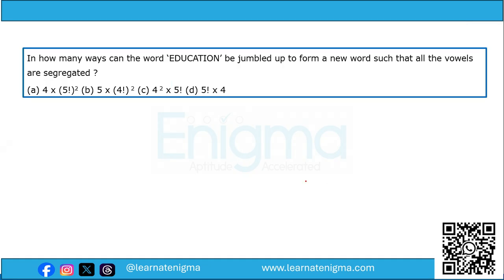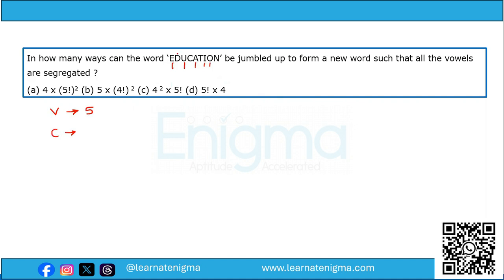In how many ways can the word education be jumbled up to form a new word such that all vowels are segregated? Now, in such kind of questions, first of all, count the number of vowels and consonants. So vowels, we have E, U, A, I, O. That is five vowels are there.